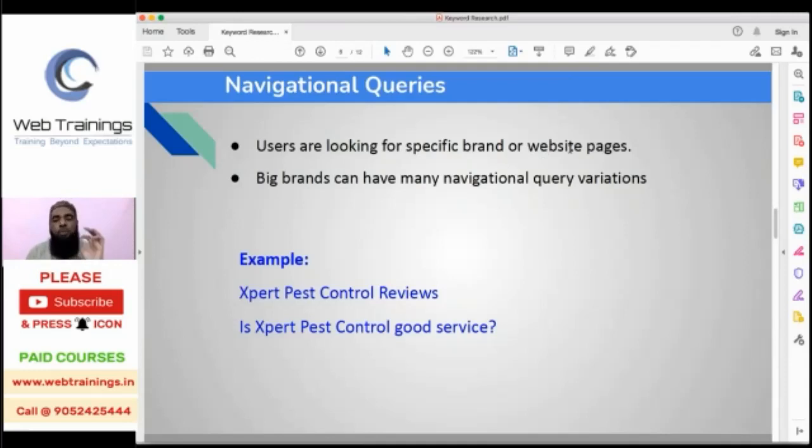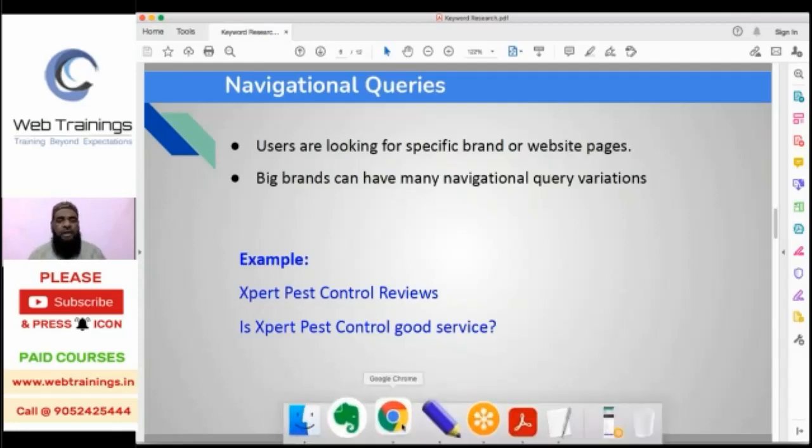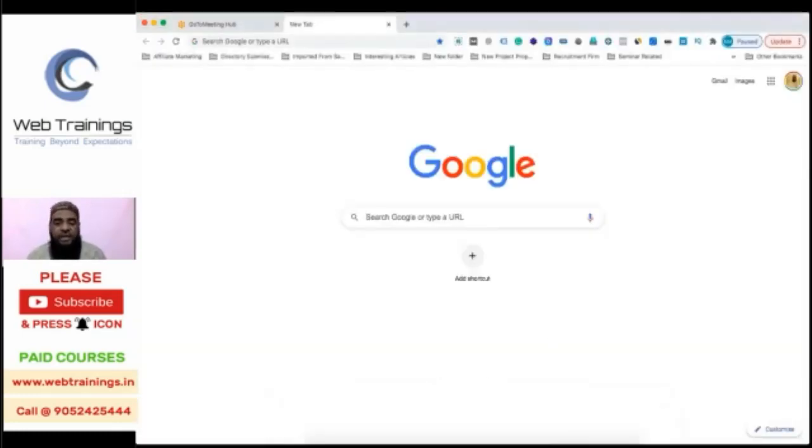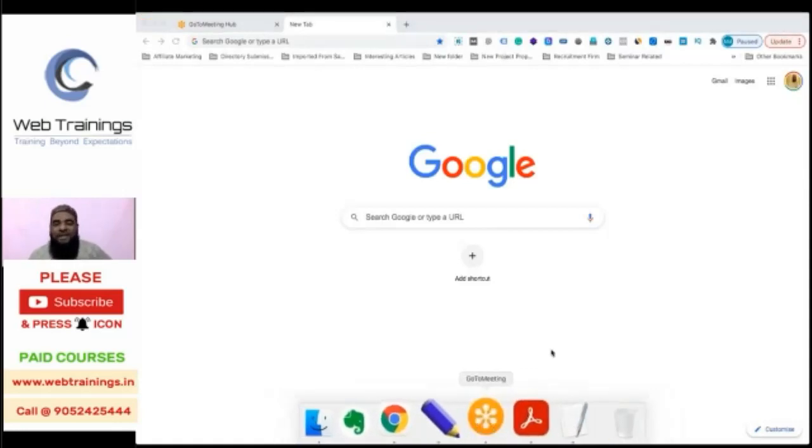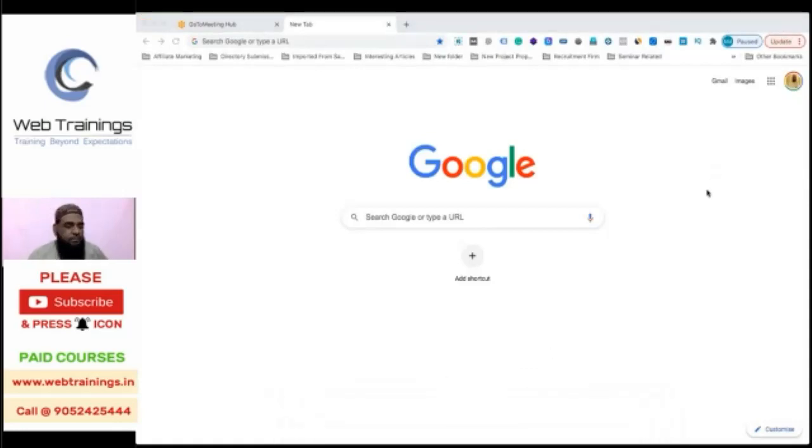Now remember one point: most navigational queries are related to a particular company. That's why we also call these queries branded queries. I'll give you one example of my own approach. You will realize what I am trying to say here. Let me tell you a small example.